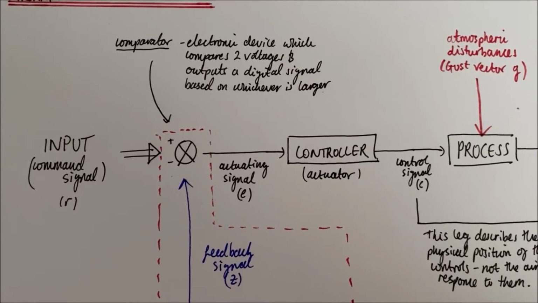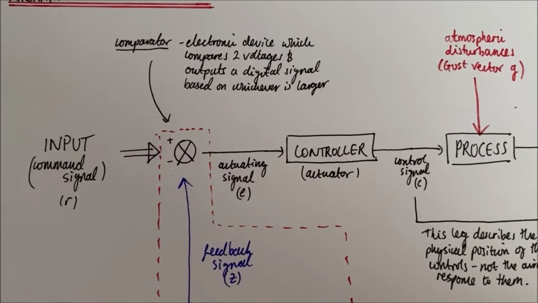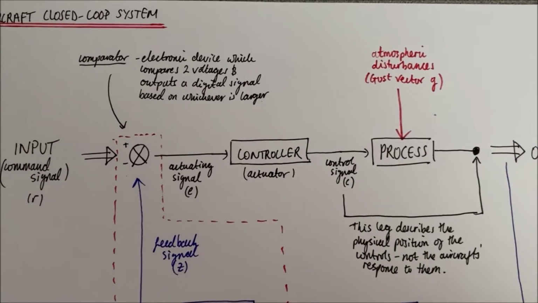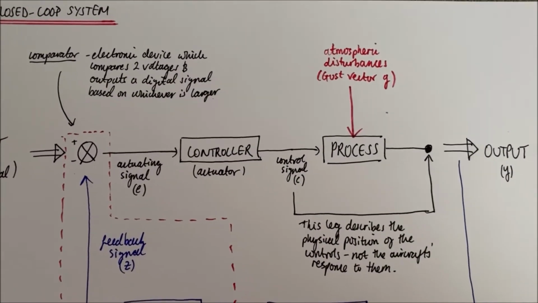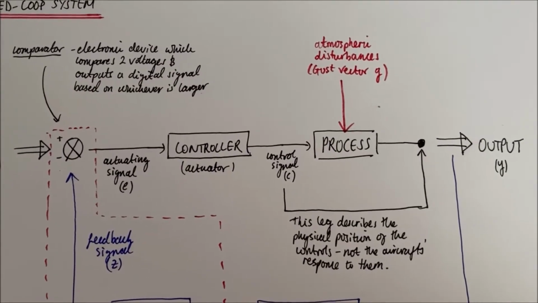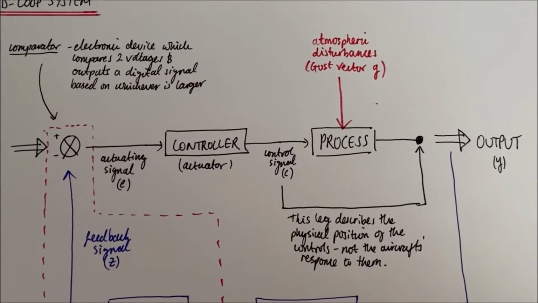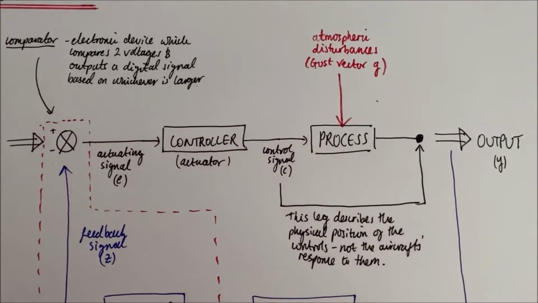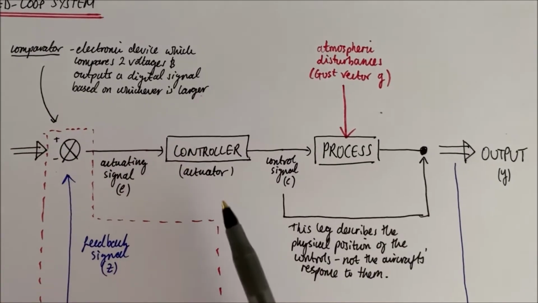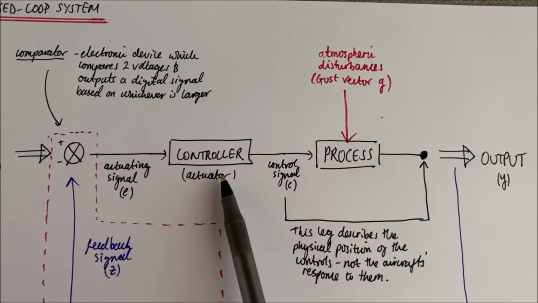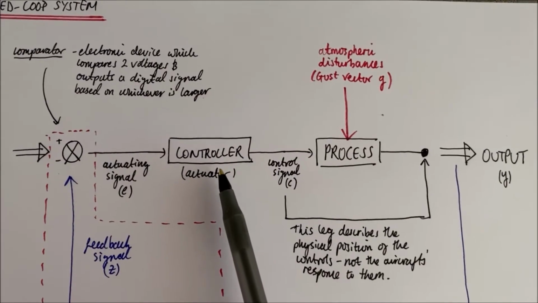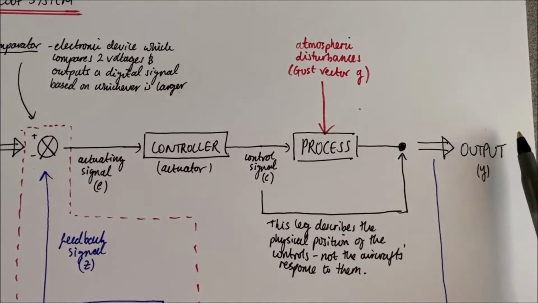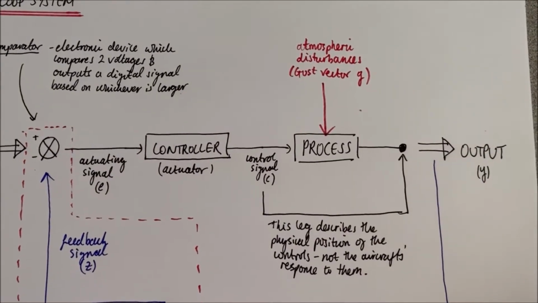In our case, this is going to be something like an actuator on one of the control surfaces, for example, and that then sends out a control signal which basically initiates a process. In our case, this will be the aircraft responding to that control input made by the controller, right? So whatever happens here, the aircraft responds to it, and then the new condition where the aircraft ends up is going to be our output, given the symbol Y.